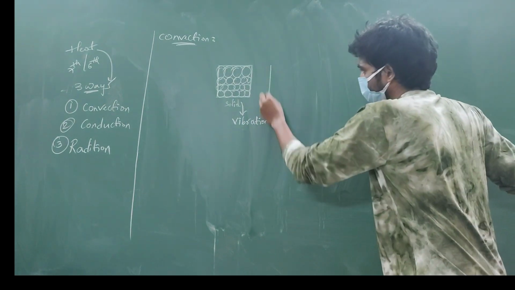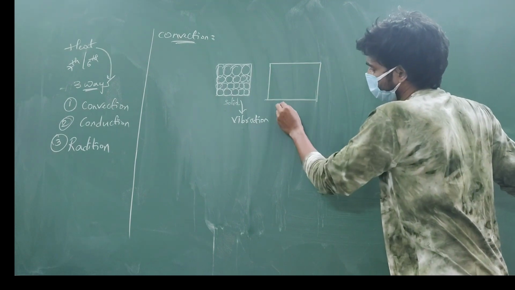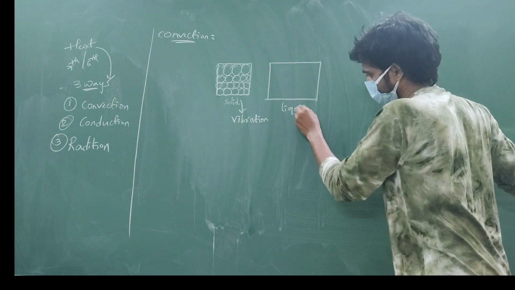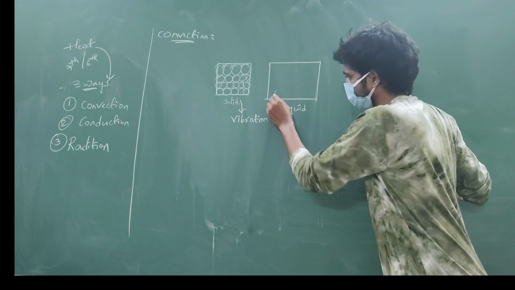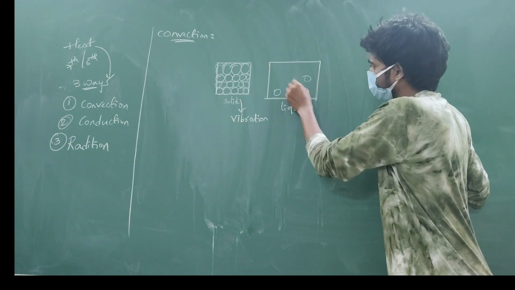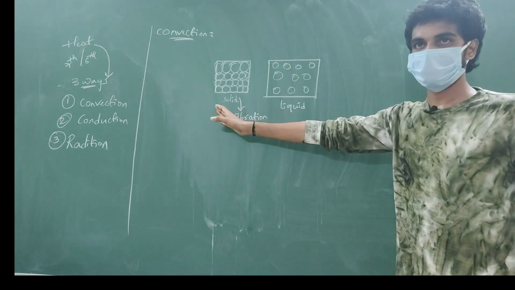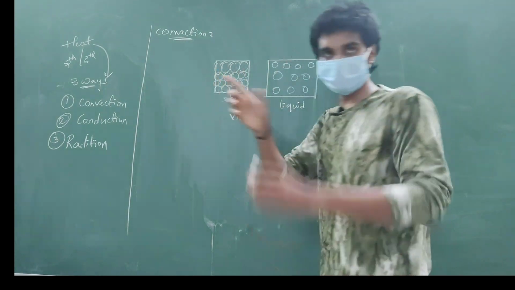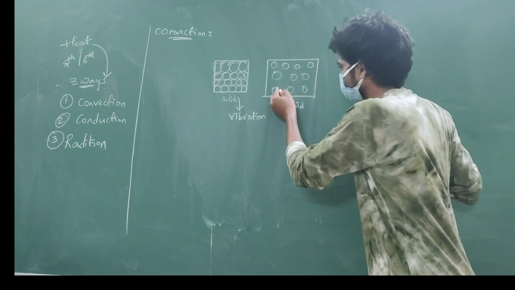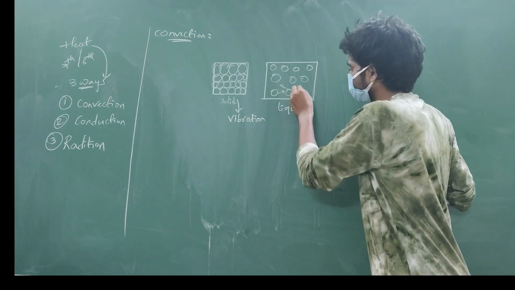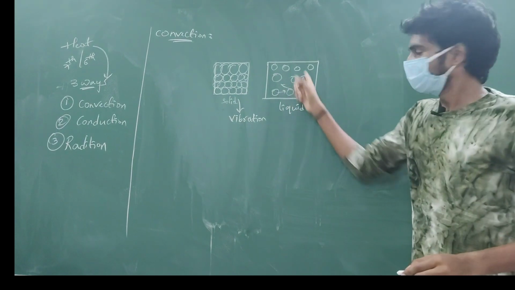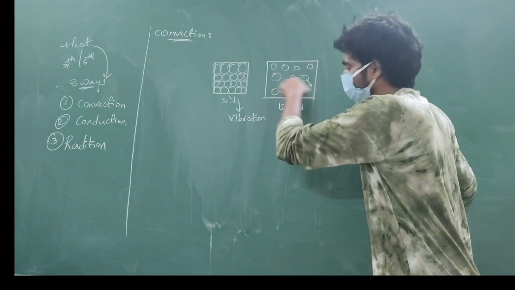But if you consider one more kind, that is liquids, liquids contain particles too, right? But in liquids, the space is quite a bit more compared to solids. In solids, there is no space for the particles to move, but in liquids, there is space for the particles to move. So in this case, the particles might move from one place to another, right?